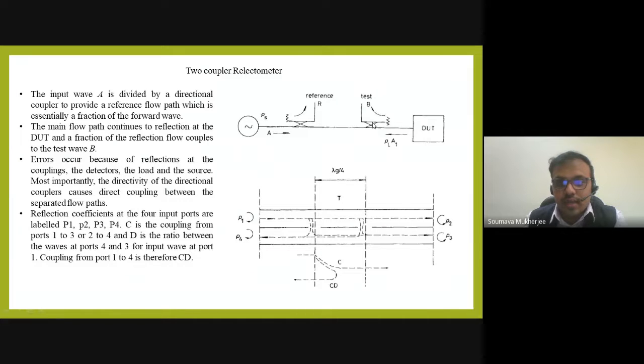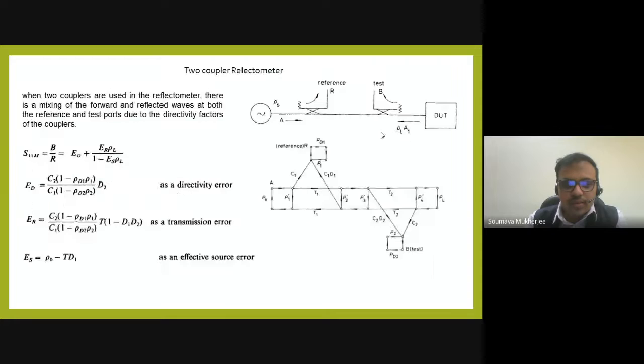That means nothing is getting back between the isolated ports, but in practice that will not happen. Some portion of the signal will come back to the isolated port, and therefore the error will come into the picture. So I will not go into the detail of that. I will just show you different types of errors which happen in this system, and this is the system which we typically use in our daily life measurement system. Okay, so we have to take care of those errors.